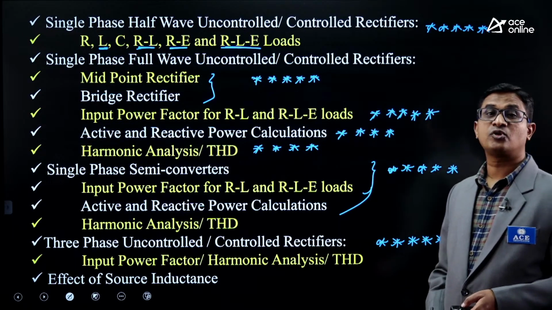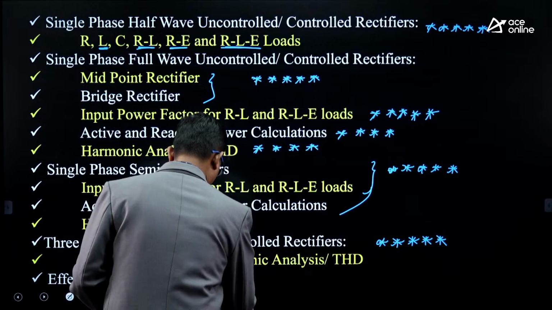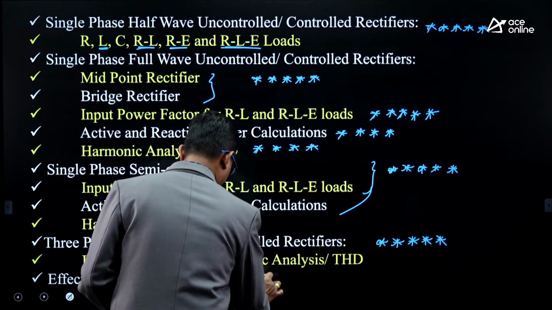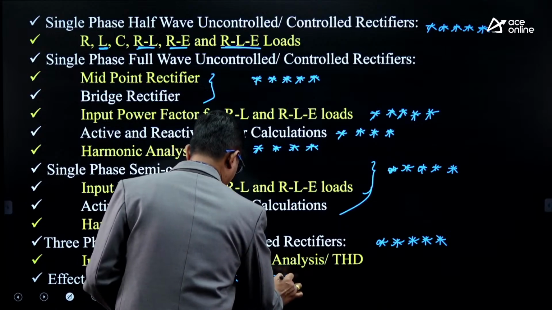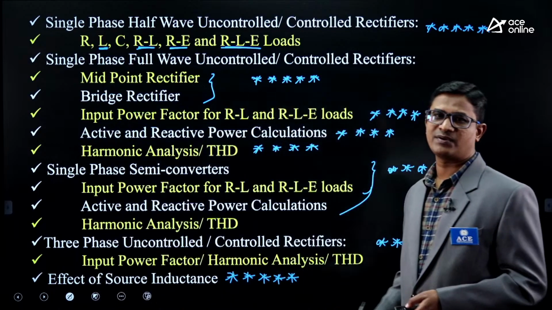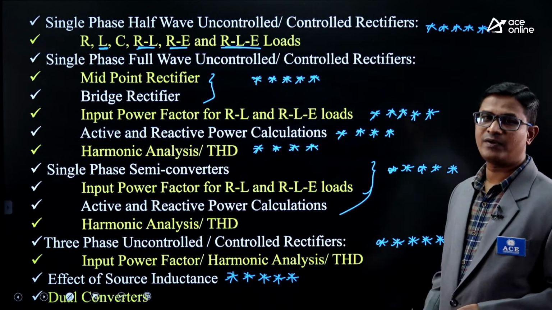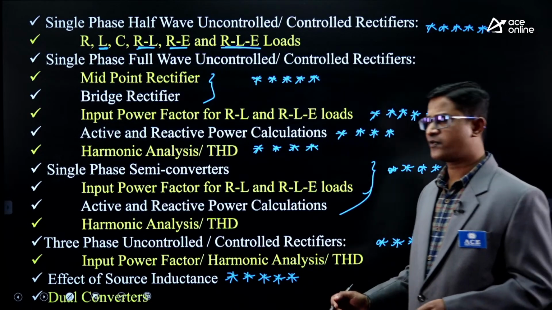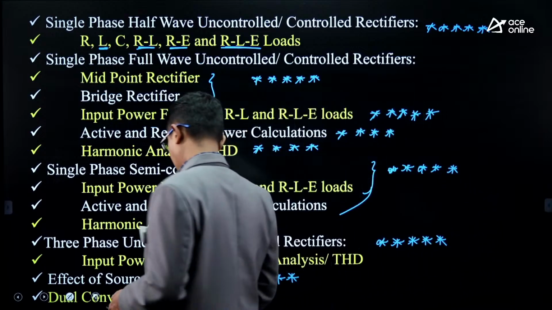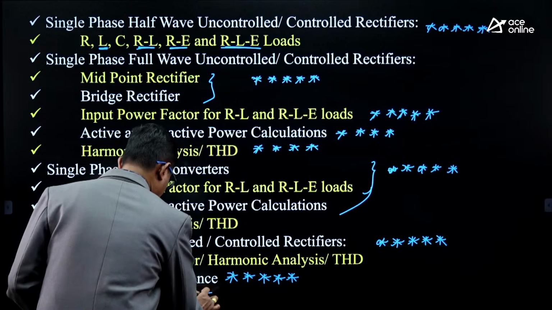Next, effect of source inductance. What is the effect of source inductance? This topic is comparatively difficult to understand, and they have asked questions in previous year question papers. And next one is the dual converter. Few questions they have asked. I will give this topic a 3-star rating.